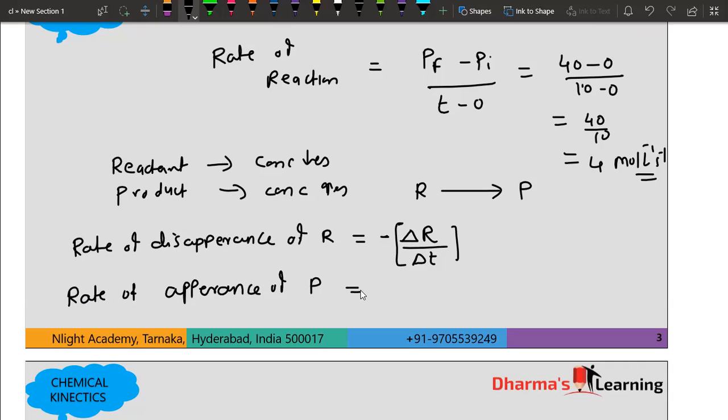So we can write it like this: rate of appearance of P is nothing but change in concentration of product divided by change in time. I need not write anything negative here. Why? Because product concentration increases, so anyhow this rate is going to be positive only. So here we got how to write the rate of disappearance of a reactant and the rate of appearance of the product.